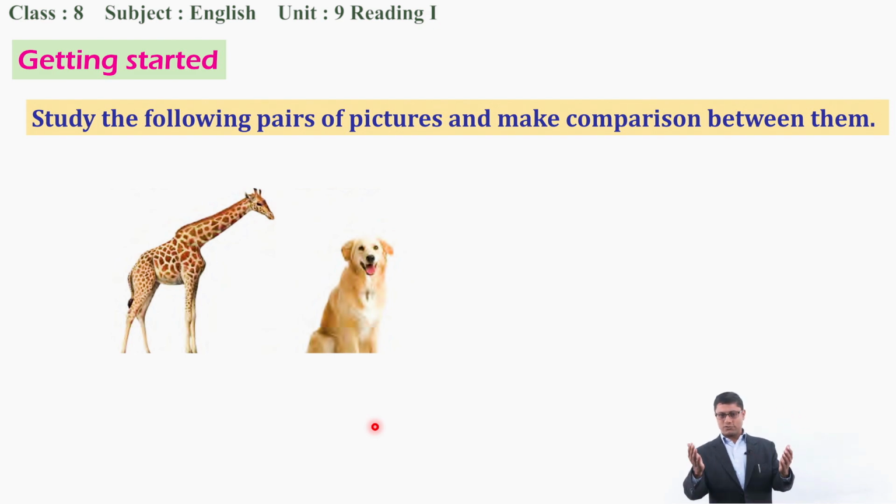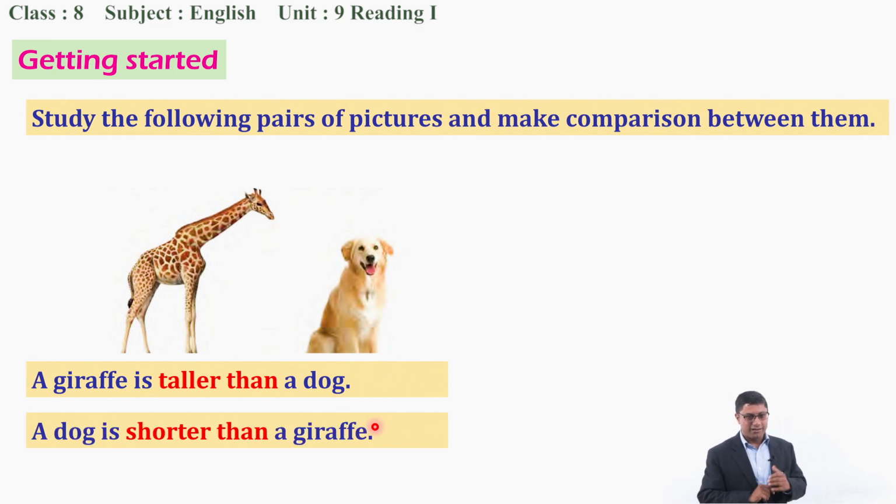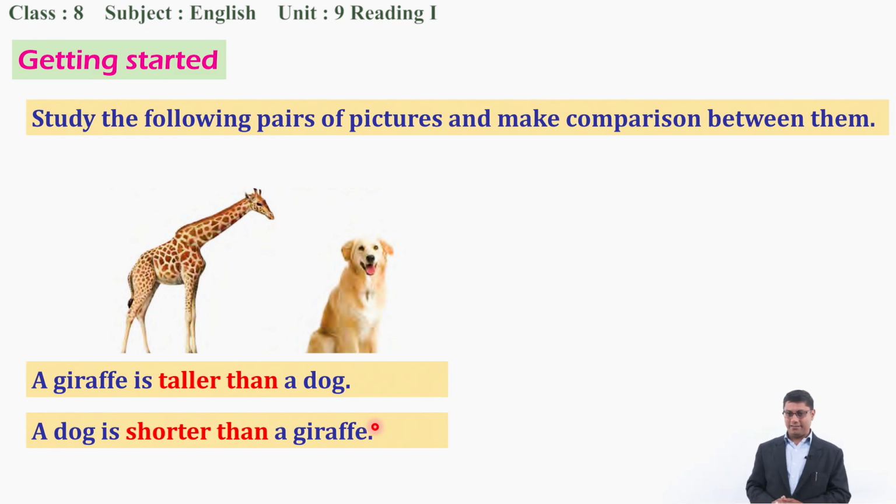You did well. Now let's move on to the next. Okay. So what do you see there? Okay, a giraffe and a dog. Okay, can you compare them? Let me give you the clue. Talk about their height. Okay, guess which one is taller? Exactly, a giraffe is taller than a dog. A giraffe is taller than a dog. If you say the same thing in the next way, what will you say? Exactly. A dog is shorter than a giraffe. Okay, very good. You did well.